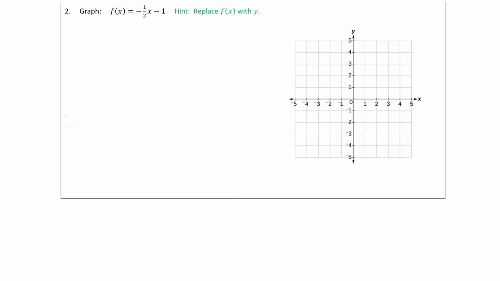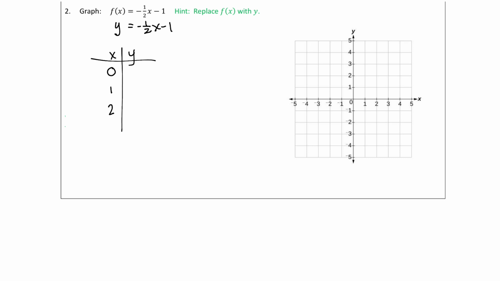Okay, number 2, we're graphing. First of all, it looks like a function, which it is. This is your y. Every time you see f of x, it means y. If you don't like that, you could actually replace it and do a t-chart this way, x, y. Because you have a fraction, you're going to want to choose values in your x column that work with the terms in the equation.